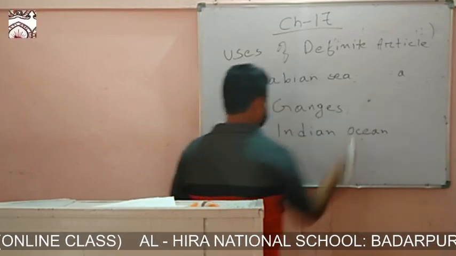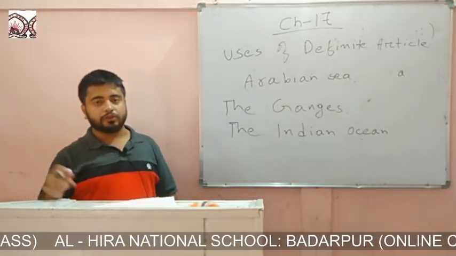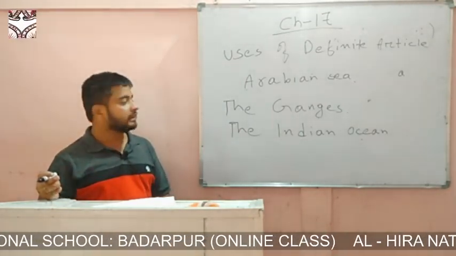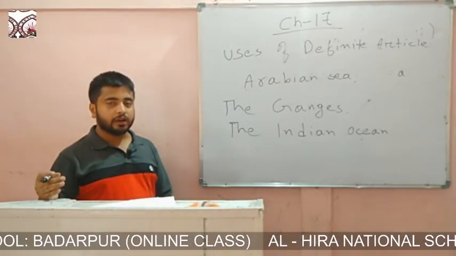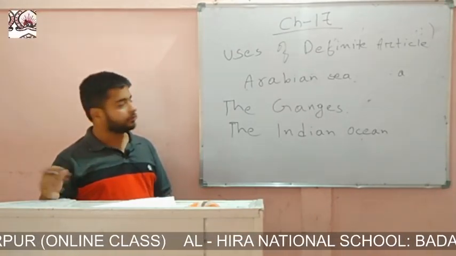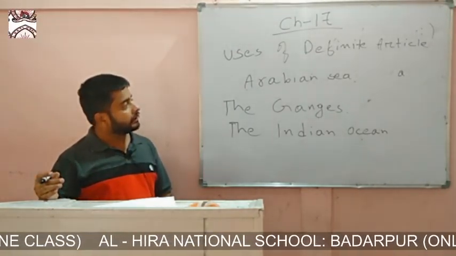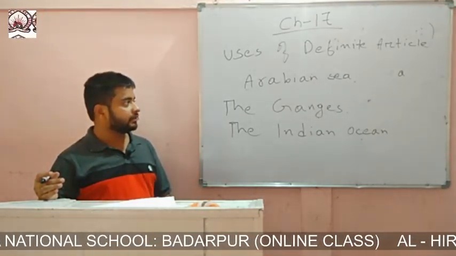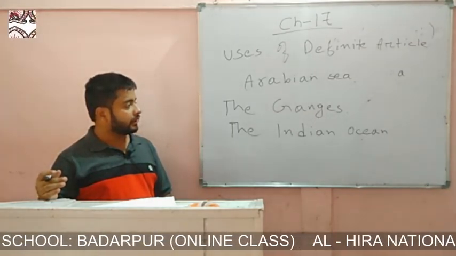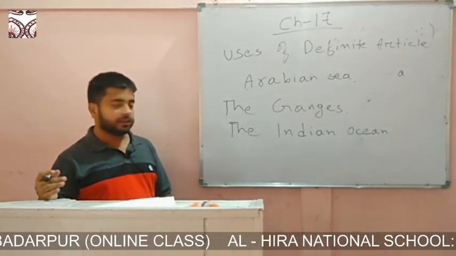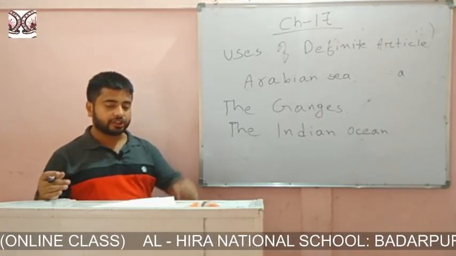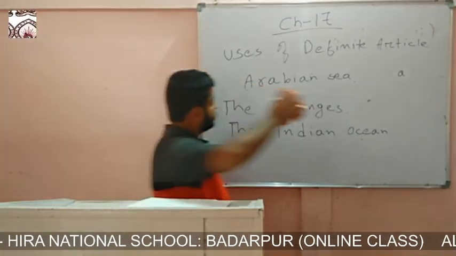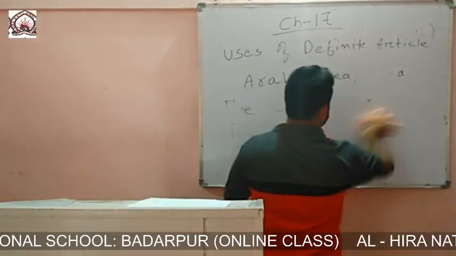We use "the" when we find the name of a river, the river may be the Mahanadi, the Brahmaputra, any river. We also use "the" if we find the name of a sea, the Arabian Sea, and if we find the name of an ocean like the Indian Ocean, the Pacific Ocean. So I'm writing a sentence with one of these examples.